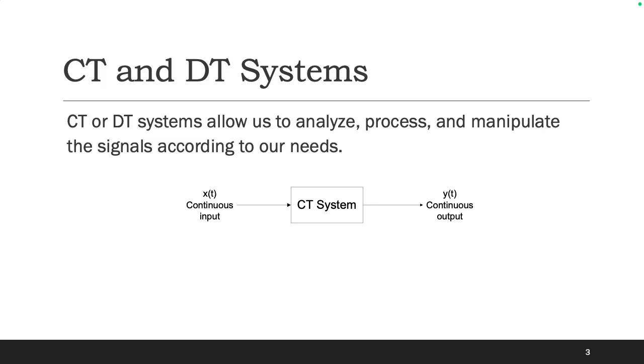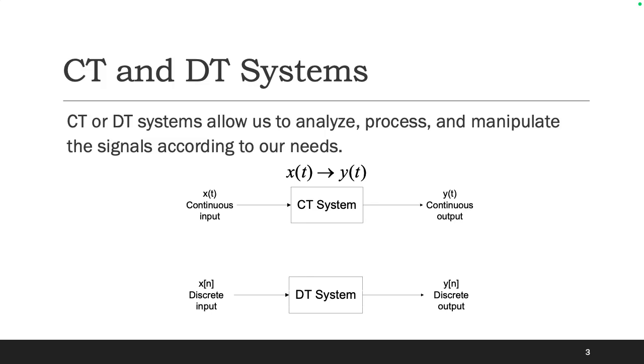For the CT system, the input should be the CT signals, and the output is also other CT signals. And the DT is a similar thing, but the input is a discrete signal, and the output is another discrete output. This is the CT system from the input to the output, and this is the DT system from the input to output. Does that make sense to you? Okay, then let's talk about the difference between the CT system and the DT system.